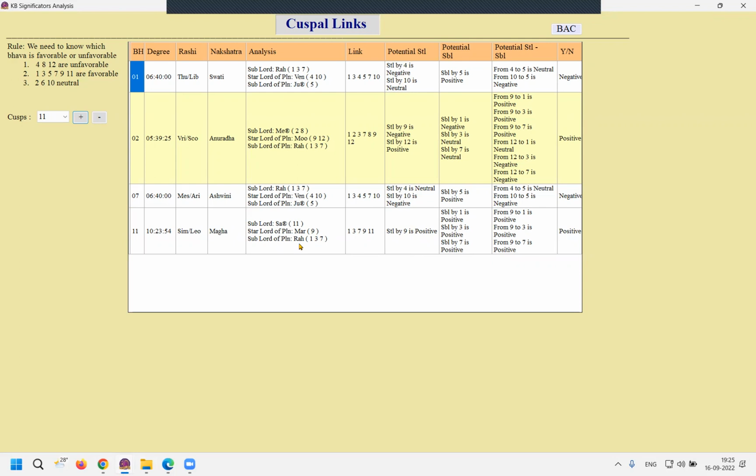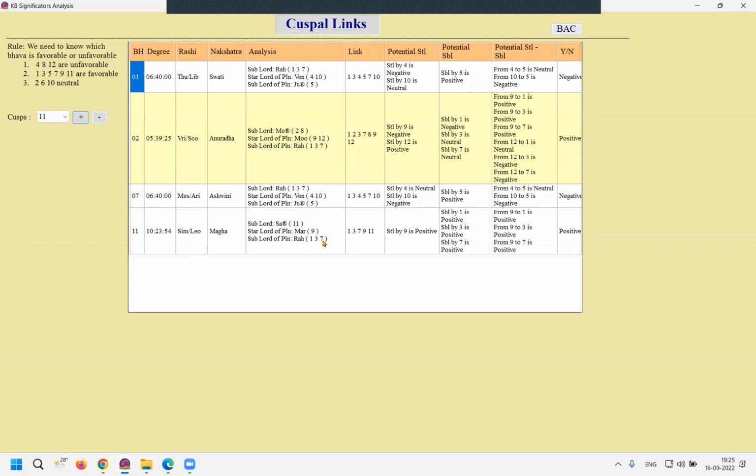Similarly, if we see the sublord is 1, 3, and 7. So sublord by 1, it is positive. How positive? You will count from 11 to 1. So 11, 12, and 1, third house. Here it is written third house. So third house is favorable. Sublord by 3 is positive.